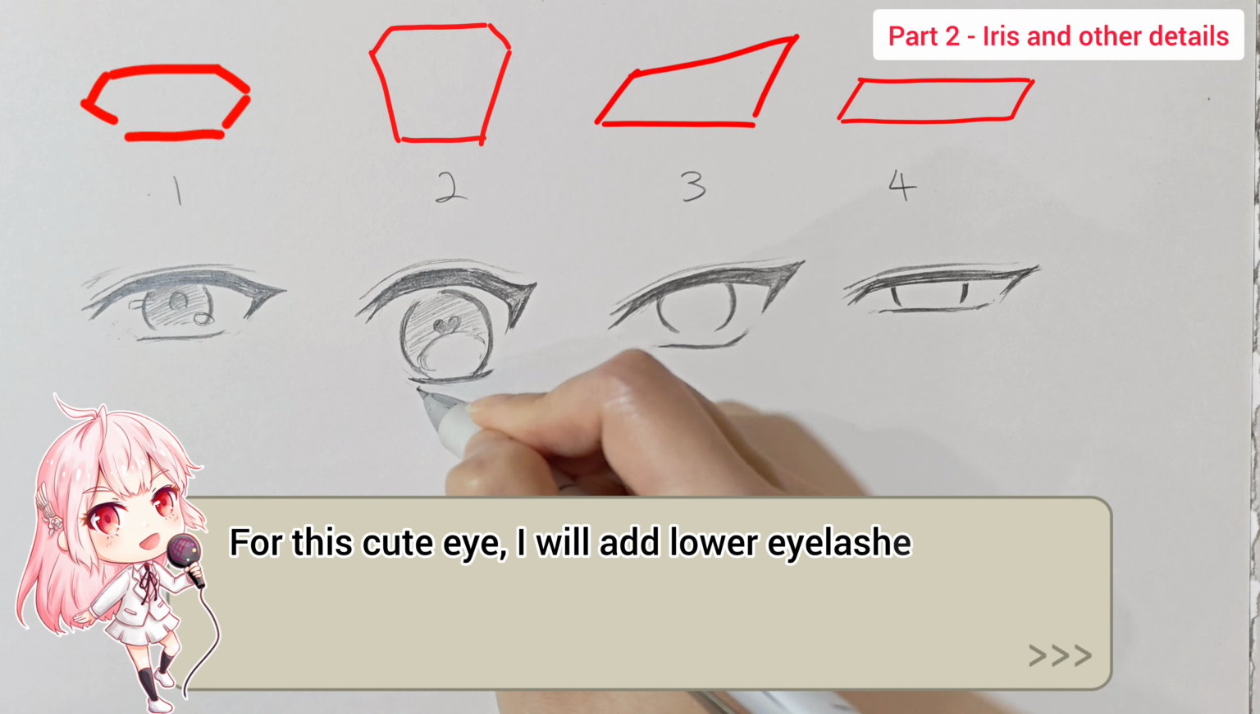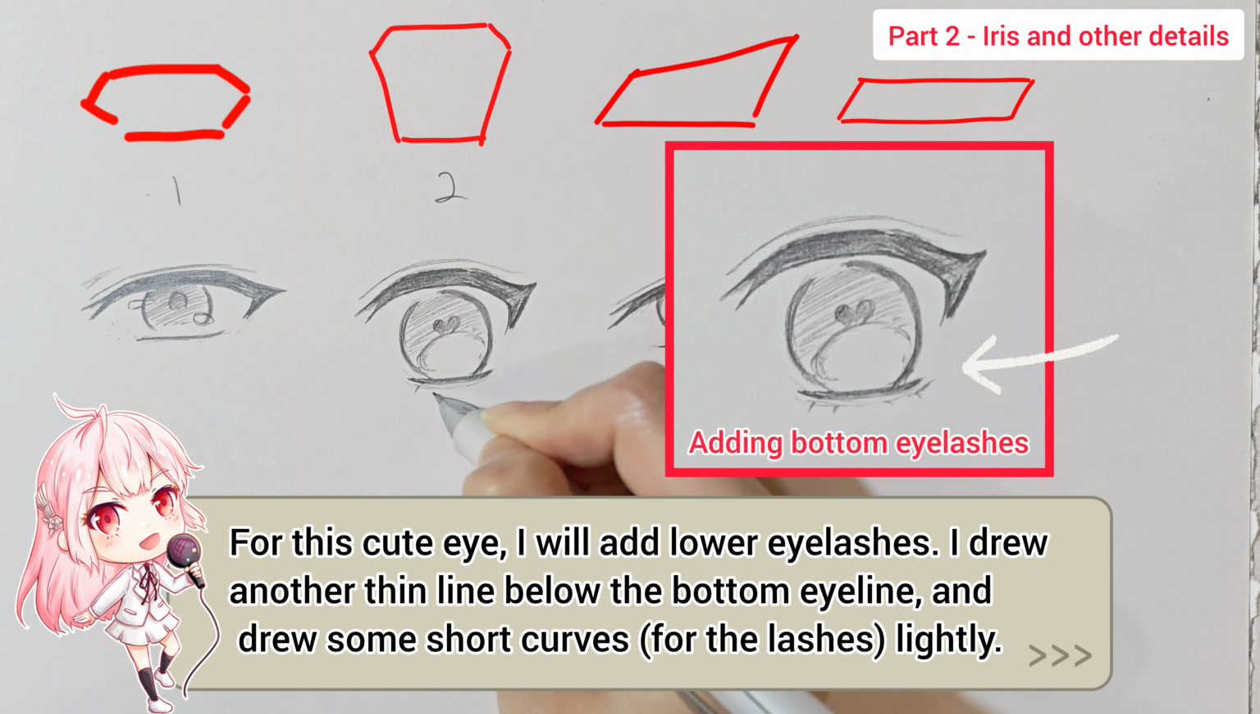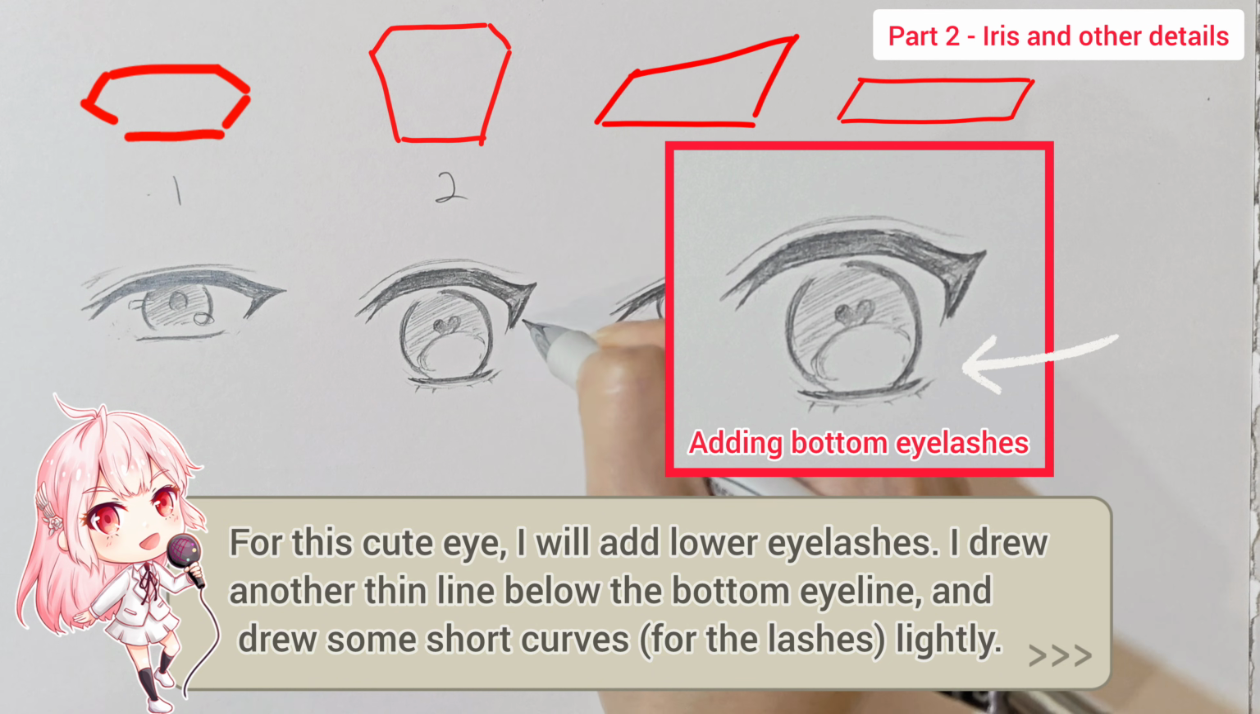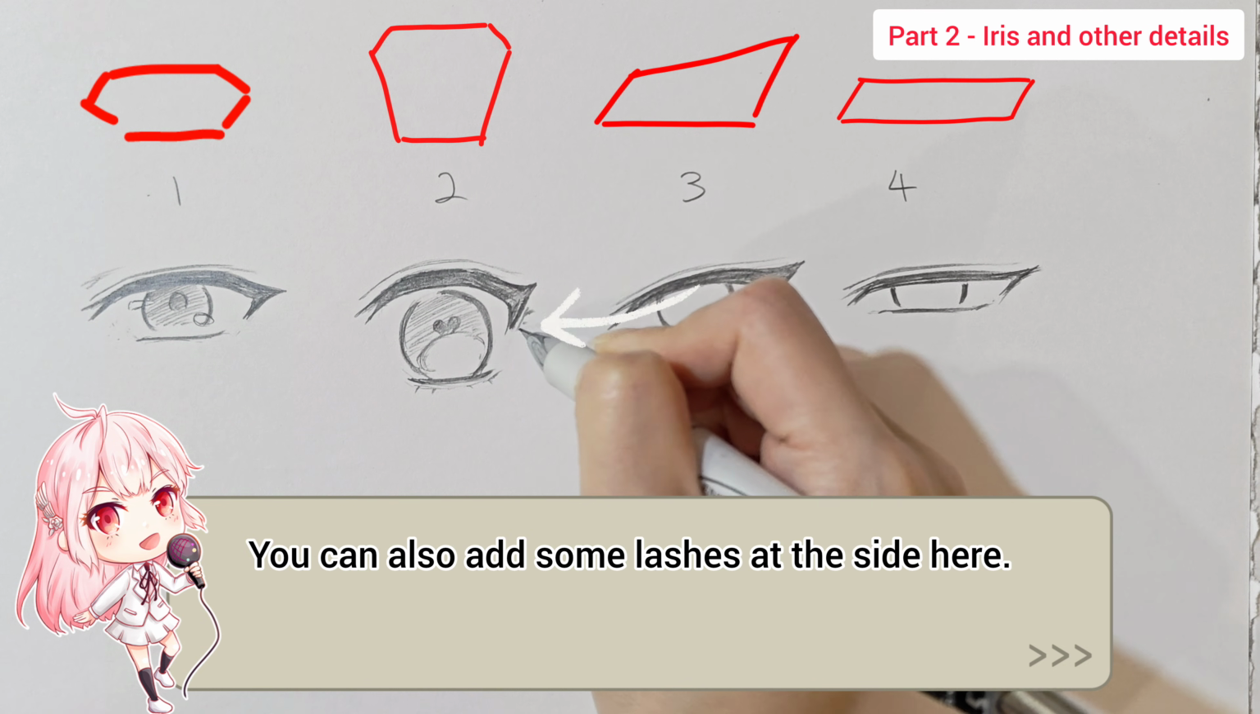For this cute eye, I will add lower eyelashes. I drew another thin line below the bottom eyeline and drew some short curves. You can also add some lashes at the side here.